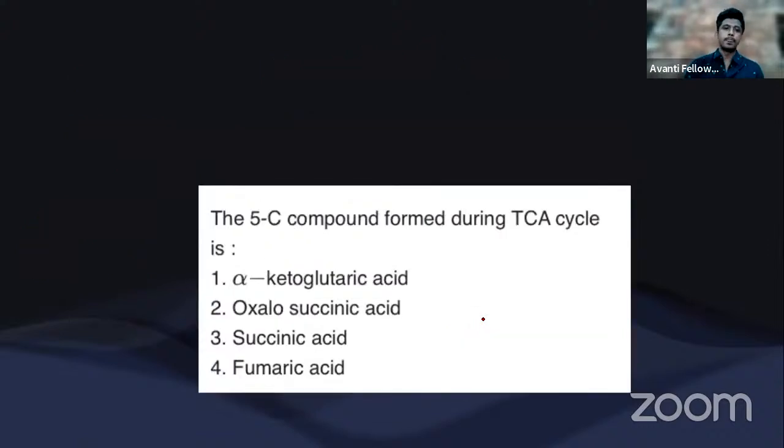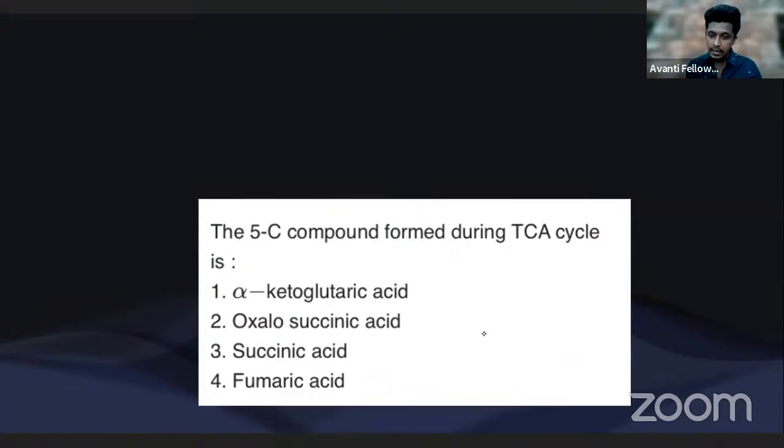Very interesting question. The 5-carbon compound formed during the TCA cycle is: alpha ketoglutaric acid, oxalosuccinic acid, succinic acid, fumaric acid. Oh, a very interesting question, because I will talk about this question first. Try to answer this question, students.